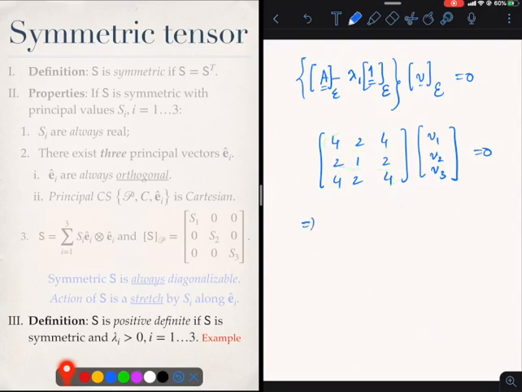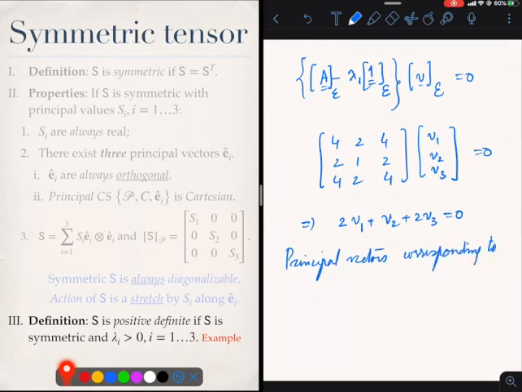That means that the principal vectors corresponding to lambda 1 and lambda 2 must satisfy this equation, right? So what we are saying is that the principal vectors corresponding to lambda 1 and lambda 2 must satisfy this.